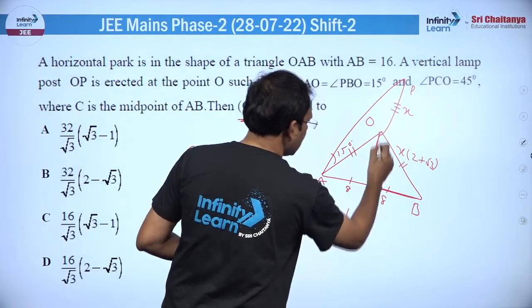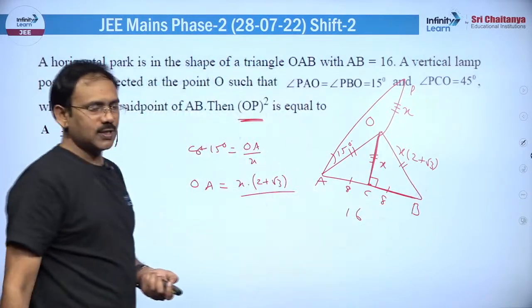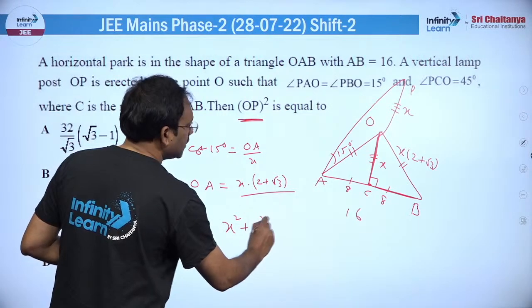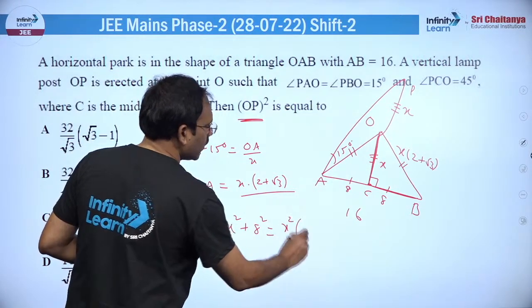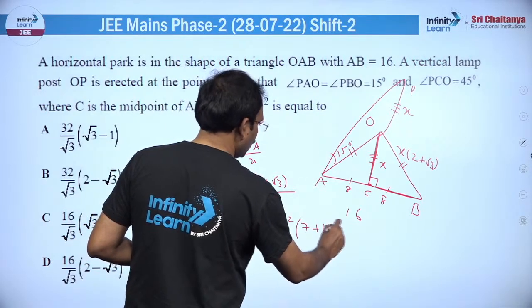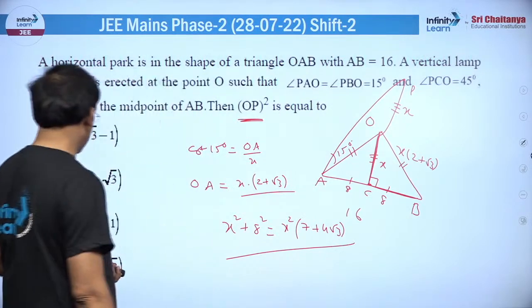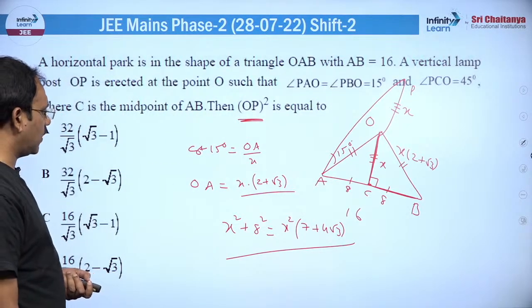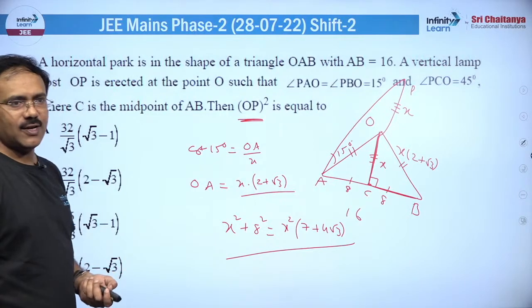Now this is 8, this is x into 2 plus root 3. You just apply Pythagoras theorem: x square plus 8 square is equal to x square into (2 plus root 3) whole square, in the sense 4 plus 3, 7 plus 4 root 3, you are going to get. From this, my dear friends, you are going to get OP square, that is x square. That is all, my dear friends.